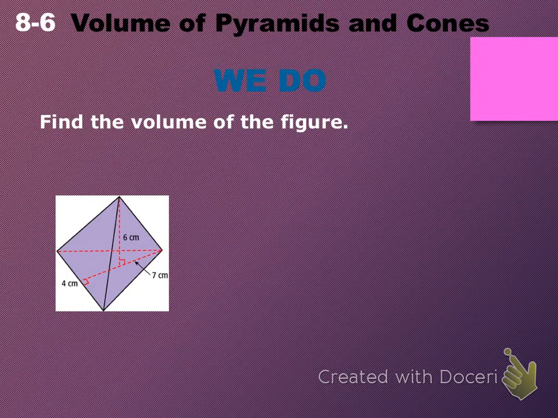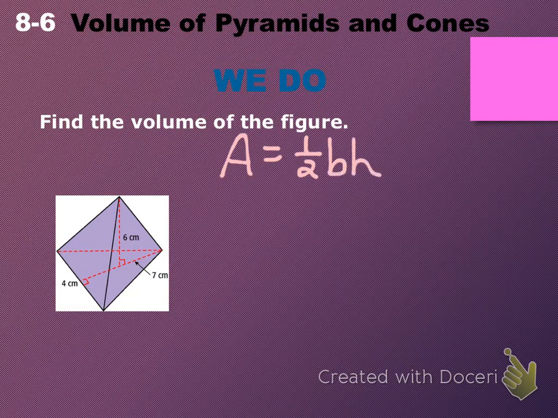So to find the volume of this figure, first we've got to figure out, is this a triangular or rectangular pyramid? If you notice, the base is a triangle. So the first thing I need to do is find the area of the triangular base. Remember, that area is 1/2 the base times the height. And that height is the height of the triangle, not the height of the pyramid.